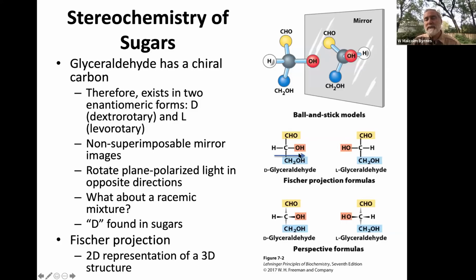So for the sugars seen in nature, the take-home message is you'll pretty much always see that OH pointing to the right. There may be a few exceptions where you'll see some L's, but most of the sugars have the OH to the right, in the D configuration. Are there any questions about this?